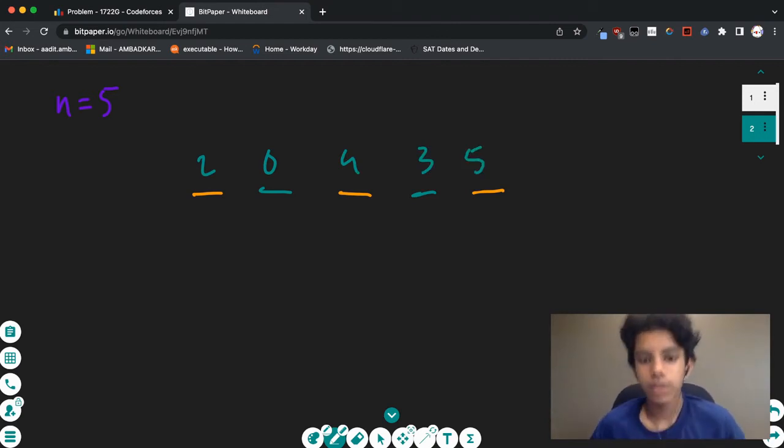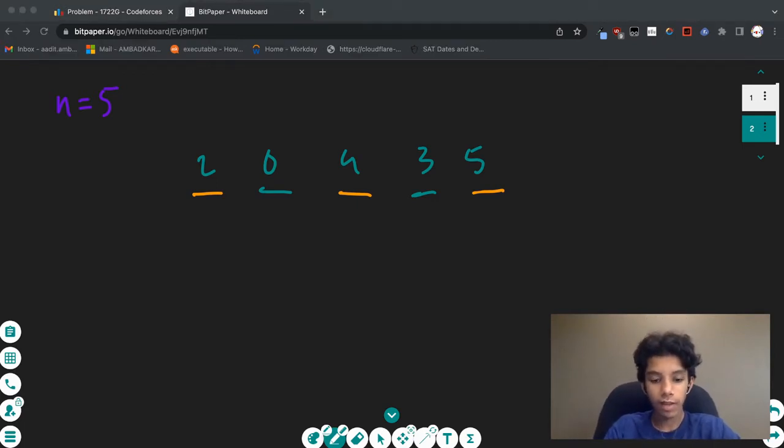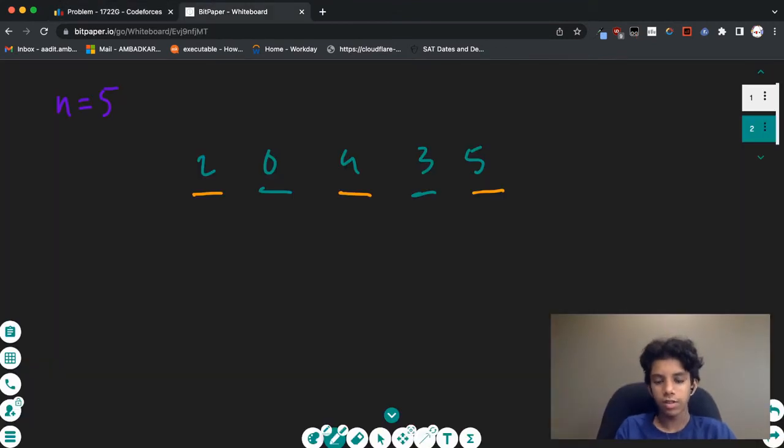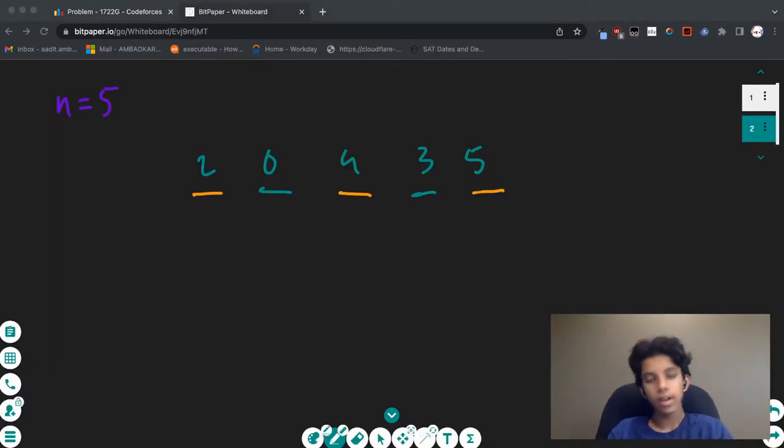Now what I want you to notice, and I did this earlier on accident, is what happens if I take the XOR of all the values. In a valid solution, I know that 2 XOR 4 XOR 5 is going to equal 0 XOR 3. Right? I know that for a fact. Oh, I've switched them around. Oops. It still works out, thank God.